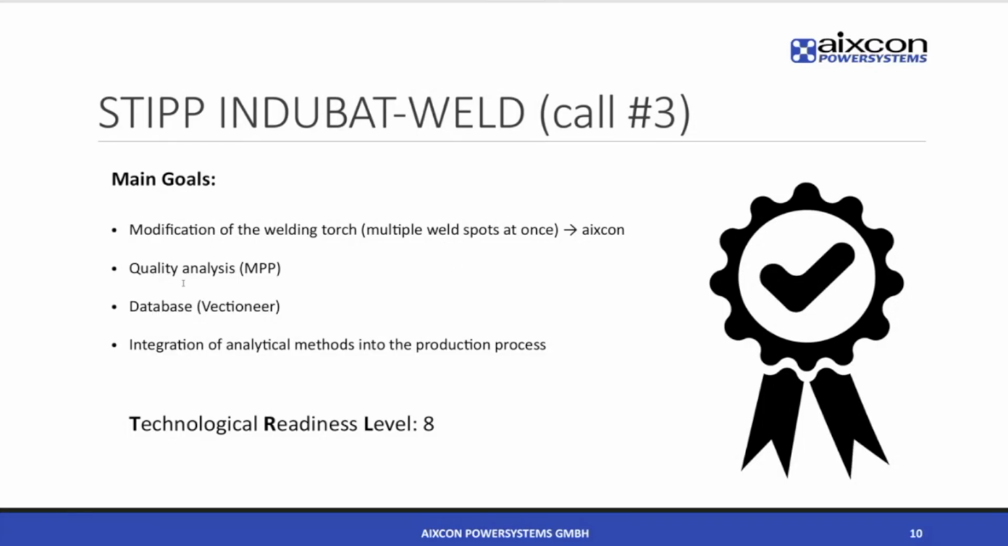The quality analysis of the weldings will be done by MPP, and Vectioneer will create a database or implement a visual camera system, which will then assess the quality of the welding spot online, while welding. There will be a database. Traceability is a big point.